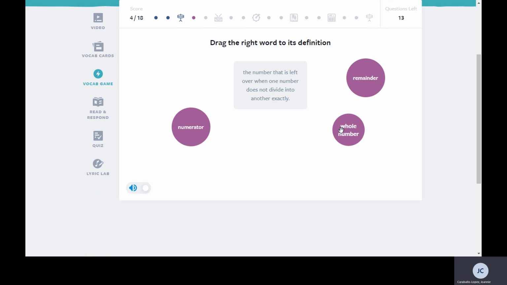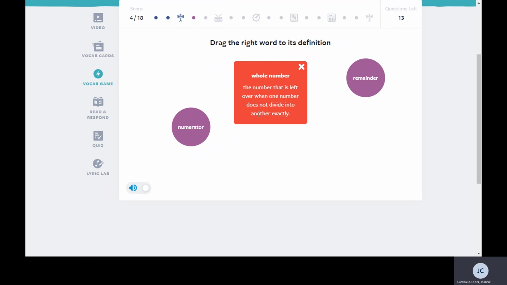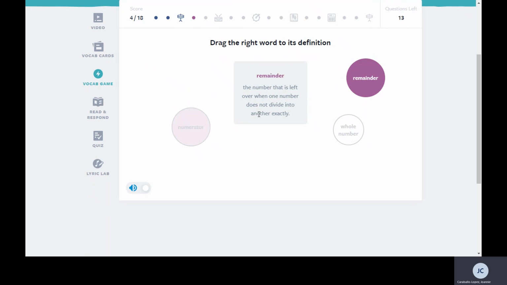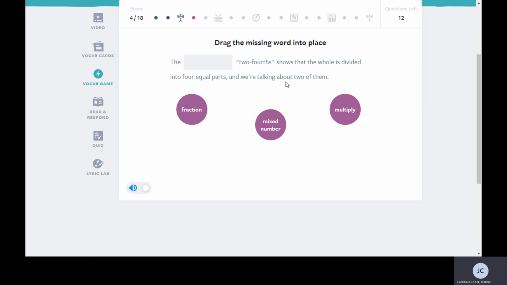All right, so she's saying this one. And that is incorrect. The right answer was what? Remainder. So you guys lose a point. So right now, the blank, 2/4. Okay, so have a seat.